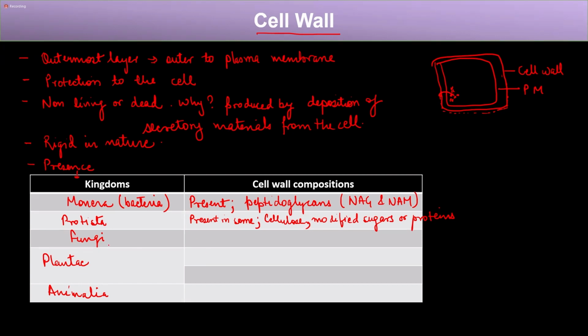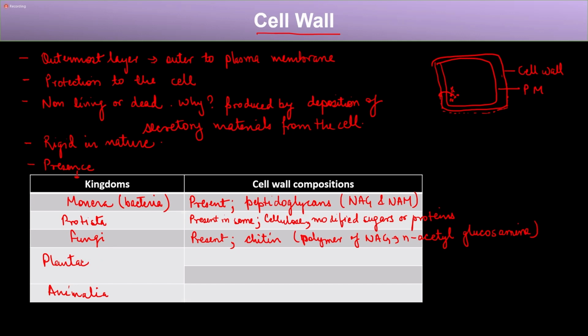Now in the fungi, all the fungi have cell walls, and it is made up of chitin. So there is one polymer of sugar that is known as chitin, and this chitin is a polymer of NAG. So what is NAG? NAG is N-acetyl glucosamine. So in the fungi, it is made up of chitin.